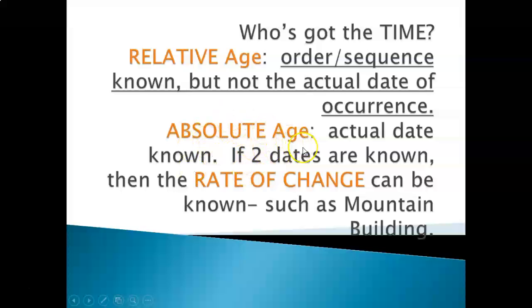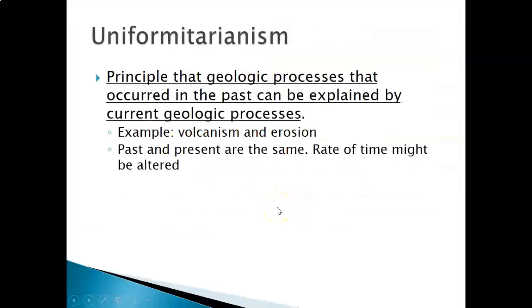Whereas absolute age is being able to figure out the exact date of when an object was either born or created or formed, or whatever it can be. So we'll split these both up and talk about them more.